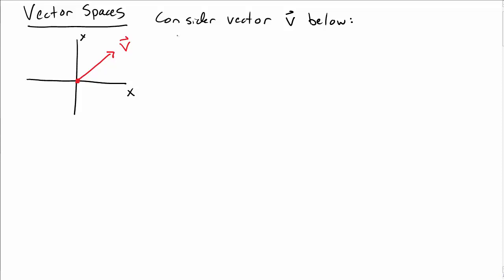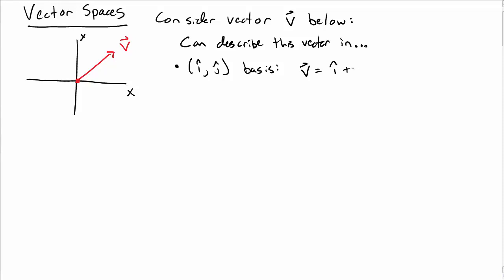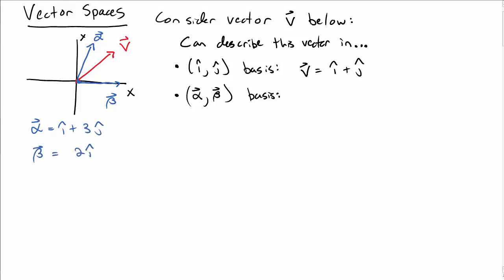I now want to introduce the idea of vector spaces. So consider the vector v drawn below. We can describe this vector in a different set of bases, as we did in a previous video. In the basis i hat, j hat, associated with x and y, for instance, I can write v as i hat plus j hat. I could also write this in an alpha, beta basis, where alpha is the vector here, beta is this vector, or written out, alpha is, say, i hat plus 3j hat, and beta is 2i hat.